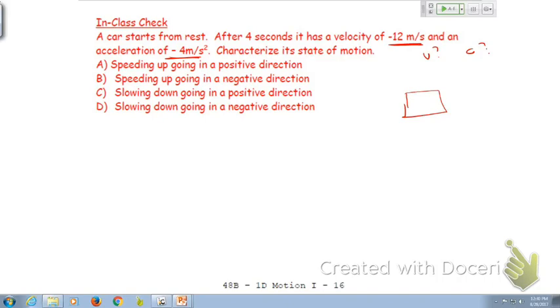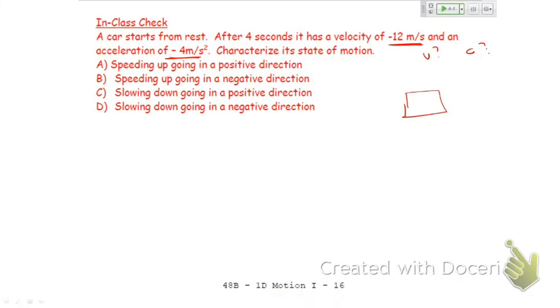So on this one, we basically imagine our object and we ask ourselves, what's the v doing, what's the a doing? The v is -12 meters per second, and the a is -4 meters per second squared, so I'm going in a negative direction. So going in a negative direction, that works for me, but that one doesn't. And that one doesn't. So it's between those two, and I am speeding up. So it's B on that one.